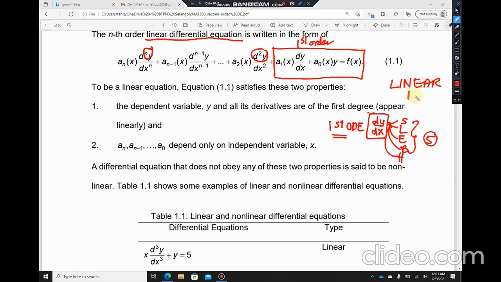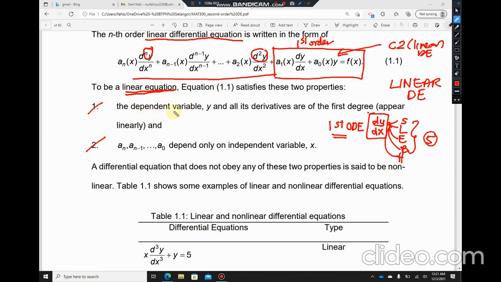Linear differential equation. So if you can see here, a_1(x) dy/dx plus a_0(x) y equals f(x). Yang ni kita dah tengok dalam chapter 2, yang dalam topik linear. So now bila dikata higher order, maksudnya dia lebih daripada satu. So this is the higher order linear differential equation. Then to be a linear equation, yang ni syarat untuk jadikan dia linear, equation 1.1 satisfies these two properties. Dia kena memenuhi dua syarat.